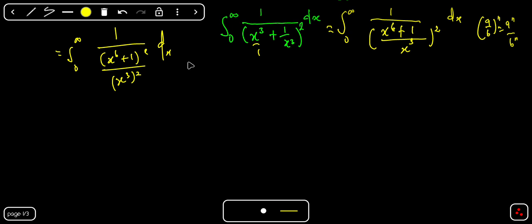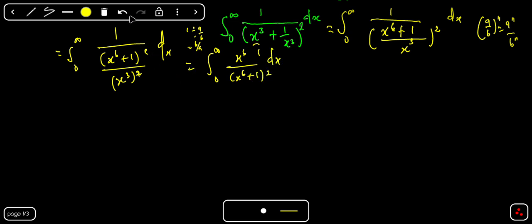So this will be equal to the integral from 0 to infinity. Then, x raised to the power of 3 raised to the power of 2 will give us x raised to the power of 6, so take note of that. Then if you have 1 over (a over b), that's going to give us b over a. Take note of that also. So we're going to have x raised to the power of 6 over (x raised to the power of 6 plus 1) raised to the power of 2 dx.